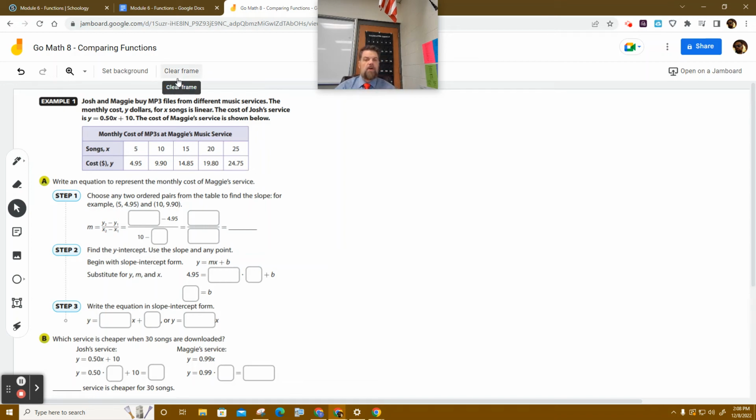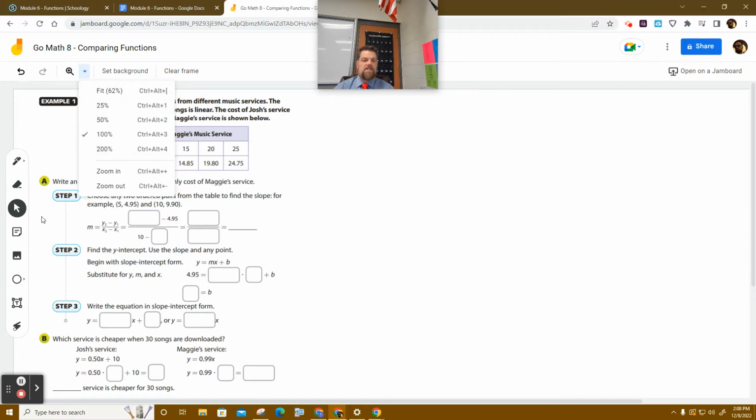Okay, so for example number 1 out of the textbook, it says that Josh and Maggie buy MP3 files from different music services, and the monthly cost is Y dollars for X number of songs is a linear function. The cost of Josh's service is Y equals 0.5. I'm going to zoom in a little bit so we can see this a little better.